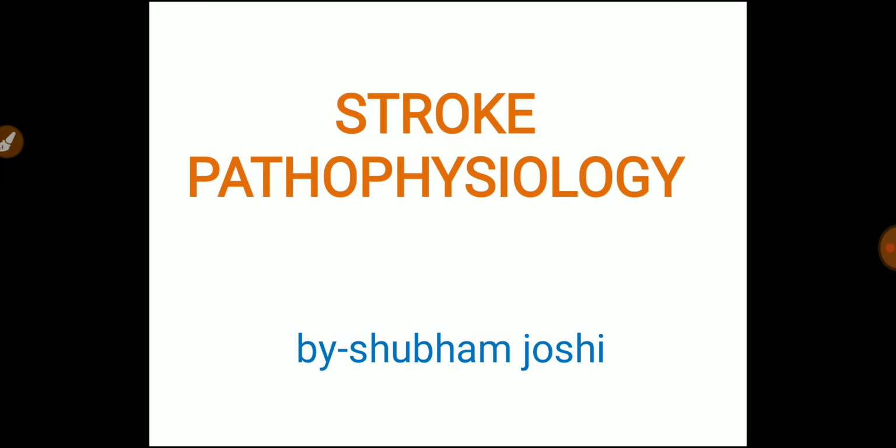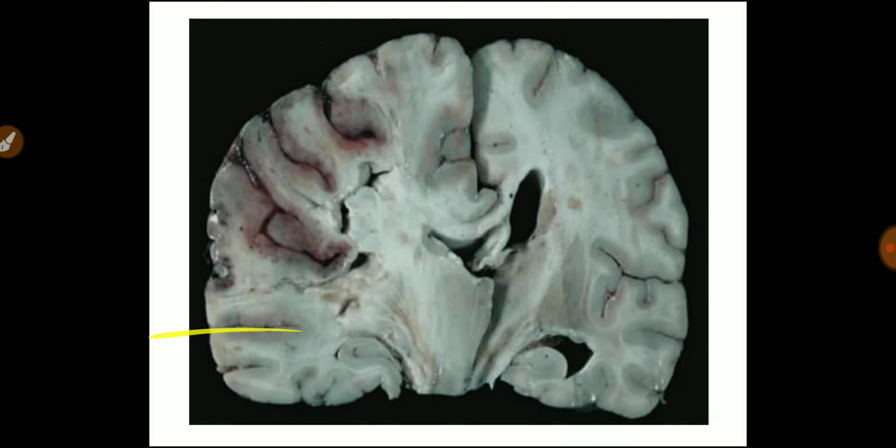So stroke is defined as abrupt onset of neurological deficits which persist more than 24 hours and with no apparent cause other than vascular origin. So always remember focal neurological deficits persisting for more than 24 hours and having a vascular origin, that means from the blood vessels. So this is known as stroke. Before it was called cerebrovascular accidents, but now this is called as stroke.